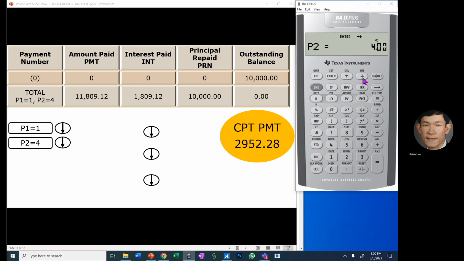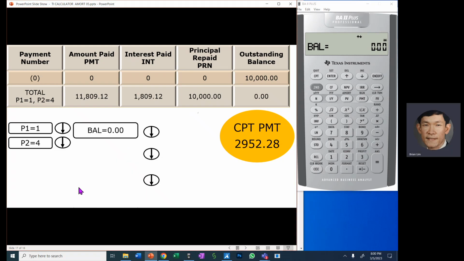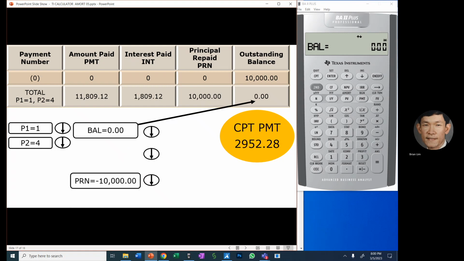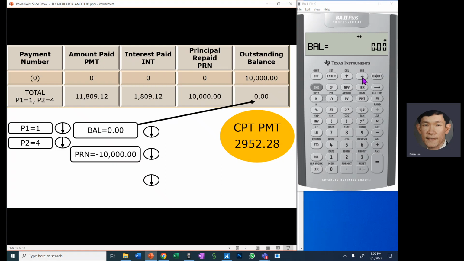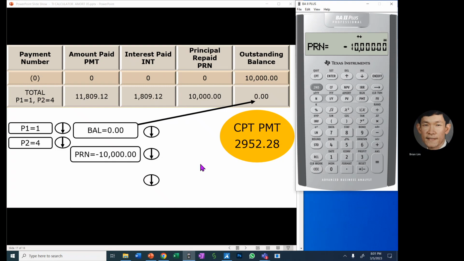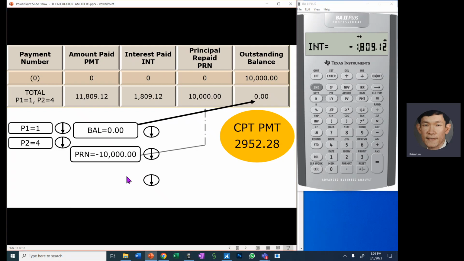All right. And then we go to the balance, and the balance is 0, right? Because the loan is paid off. Okay, now next is the principal. And the principal is the $10,000 that was borrowed. So that is also repaid. And the next value is, of course, the interest that was paid. And the interest that was paid is $1,809.12. And there it is right there. So we have completed the amortization schedule.